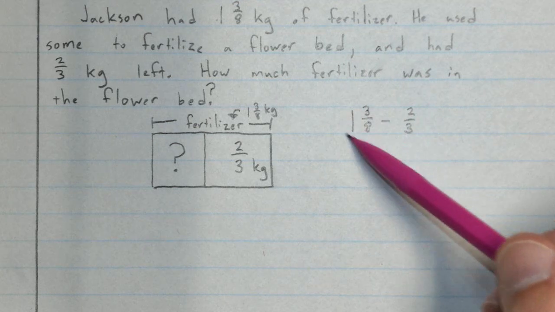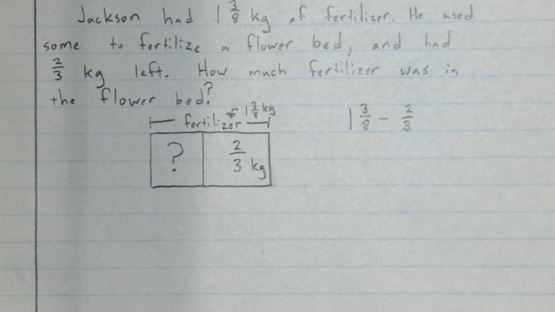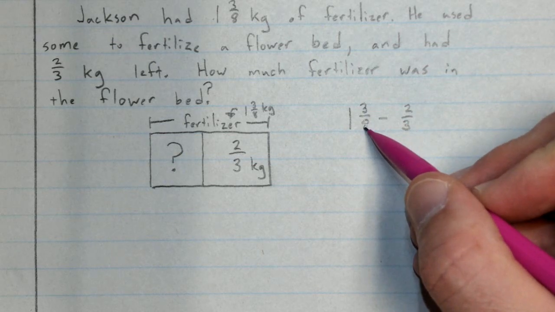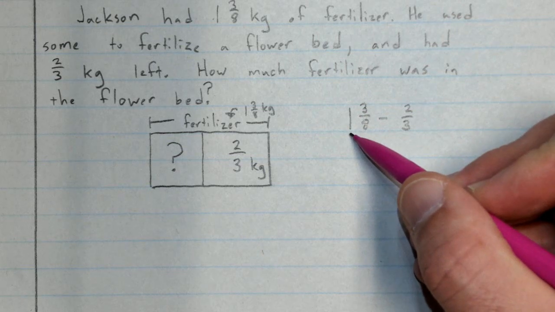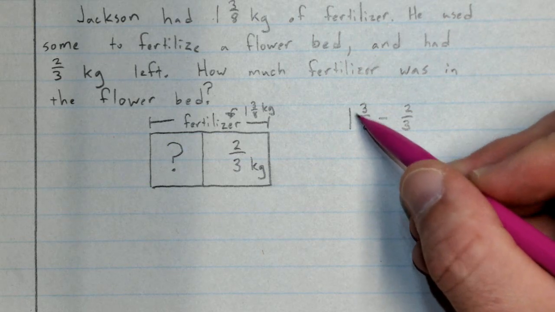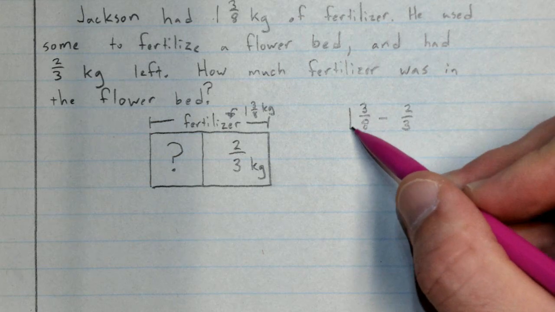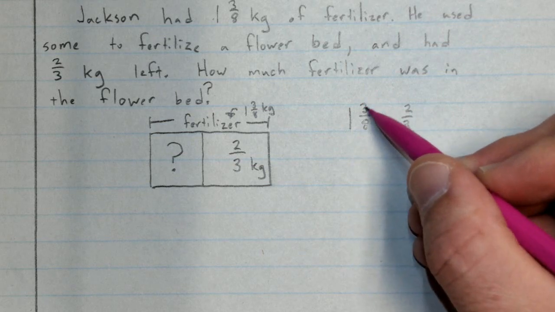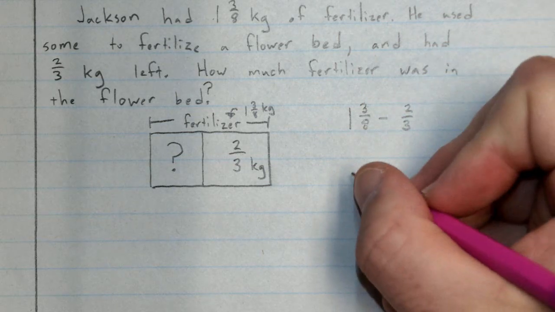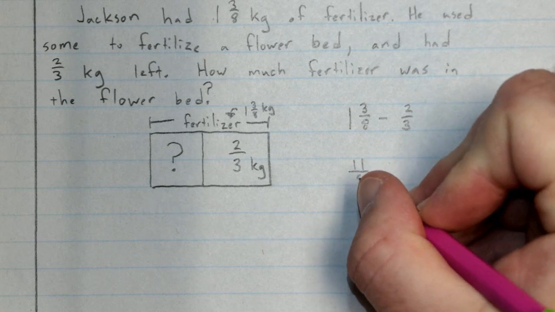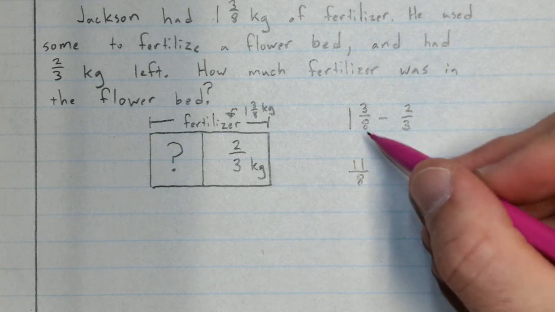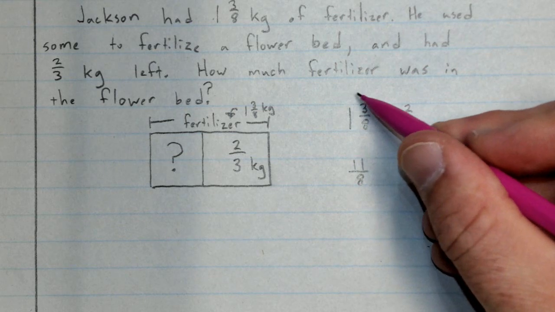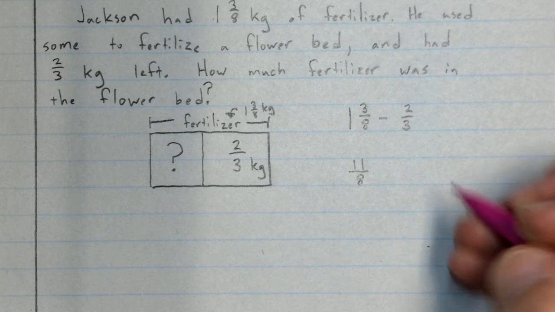I want to turn this mixed number into an improper fraction, then I'll have two fractions. 1 3/8. Well, 1 whole, if it had the same denominator as this, would be 8/8. 8/8 plus another 3/8 would be 11/8. Another way to visualize that, multiply across the bottom. 8 times 1 is 8. Then add across the top. 8 plus 3 is 11.